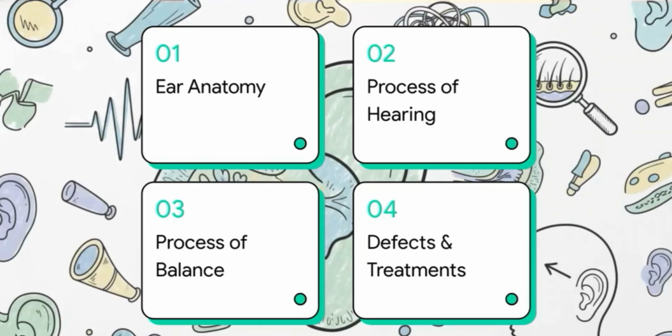Here's our quick roadmap for today. We'll start with number 1, mapping the ear's anatomy. Then move to 2, the process of hearing, 3, the process of balance, and finally 4, hearing defects and treatments. Let's get right to it.